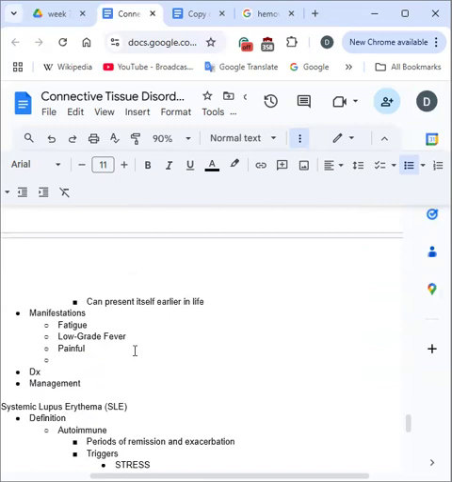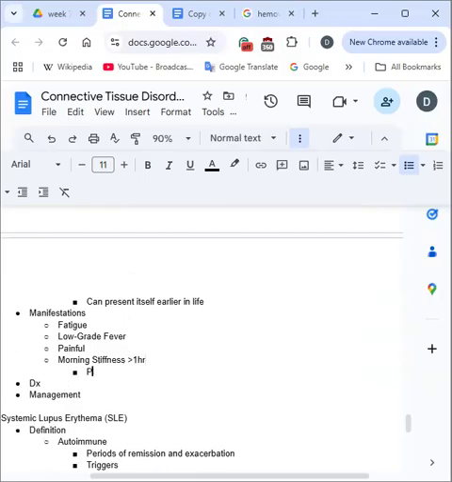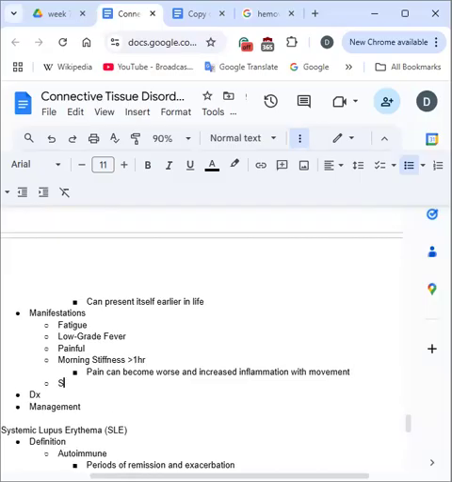In terms of making that direct comparison, specifically in the PowerPoint, morning stiffness will last longer than an hour, so they'll still have stiffness as well. Pain, stiffness. The pain can become worse over time. Movement can make it worse. This is going to be systemic and probably bilateral. Mention fatigue because it's an autoimmune condition.